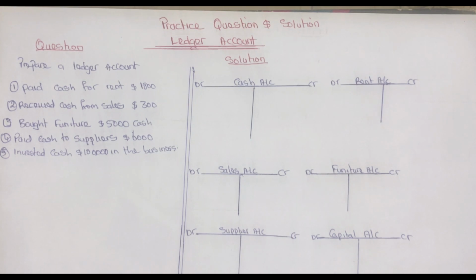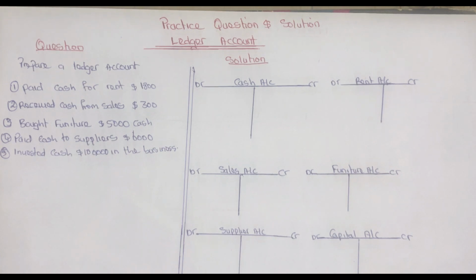In today's video, we are looking at the practice question and solution on ledger account. So before we get into the question, we said a ledger is a summarized transaction of different accounts or a particular transaction. So today we are going to see how we can post a transaction into a ledger account. So not posting from the journal to the ledger, no. So let's go from the transaction to the ledger account.